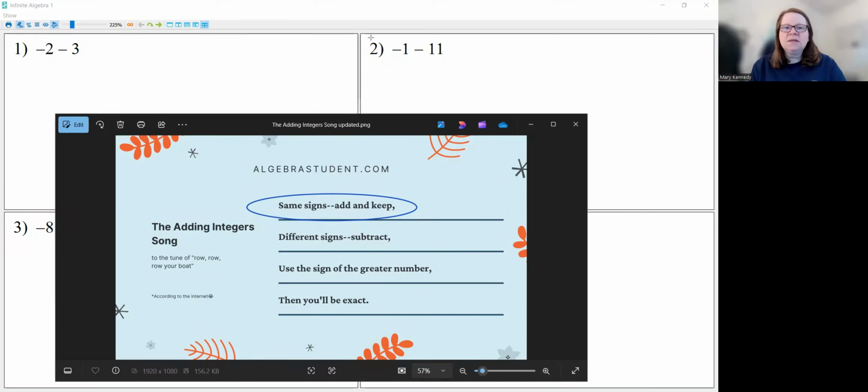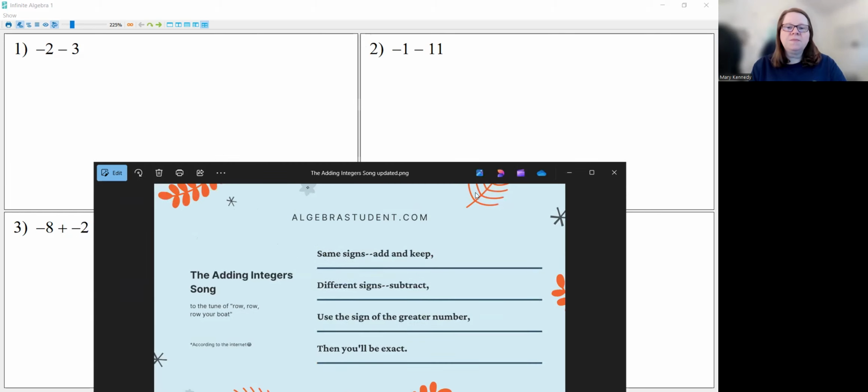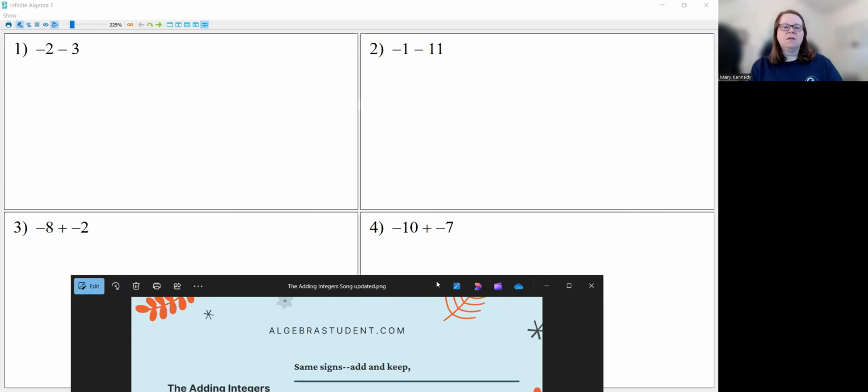So for these, let's take a look at whether we have the same sign or different signs. Let me get the annotation. Okay, first things first, we have a negative and a negative, same signs. So we're going to add and keep the sign. Here we have two negatives. That's the same, so we add.